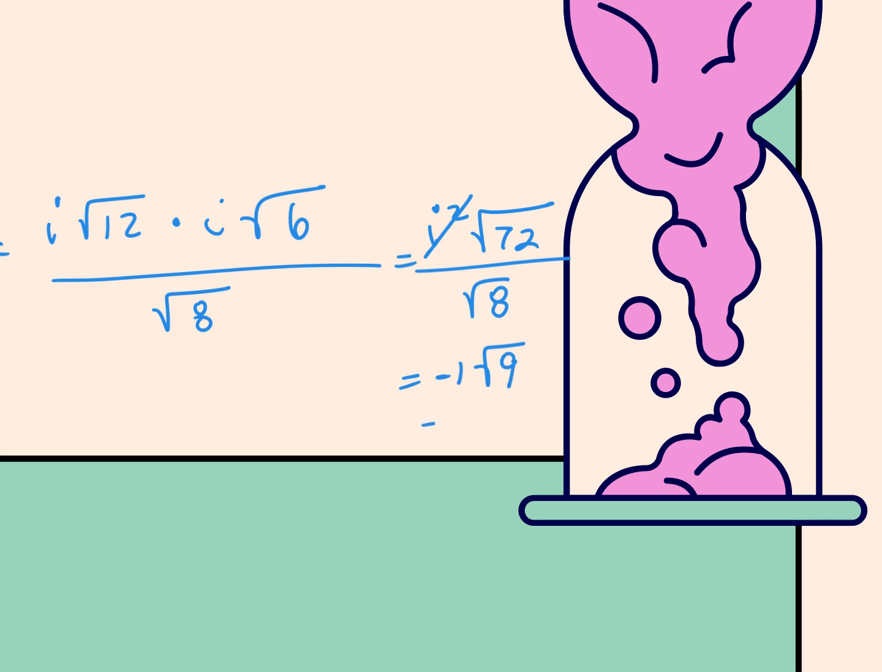What is the square root of 9? And what's 3 times -1? -3. You can also say that 9 times 8 is 72 and then do the square root of 8. Yep. Divided by 8, right?